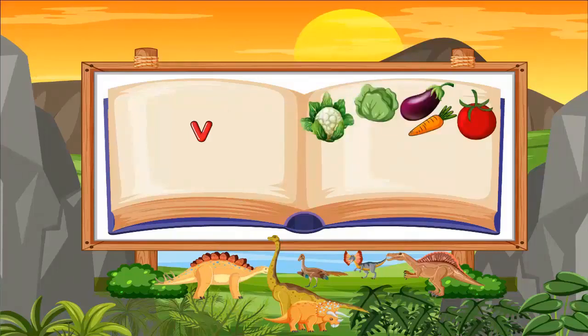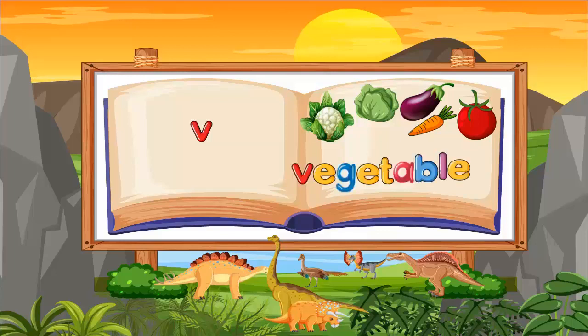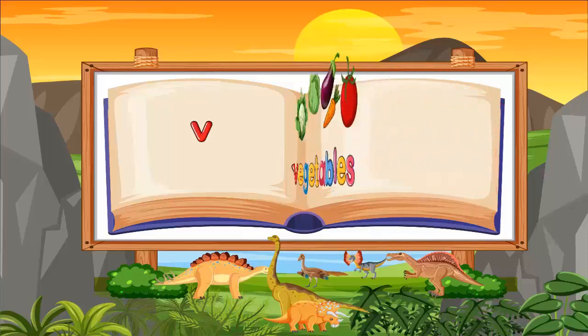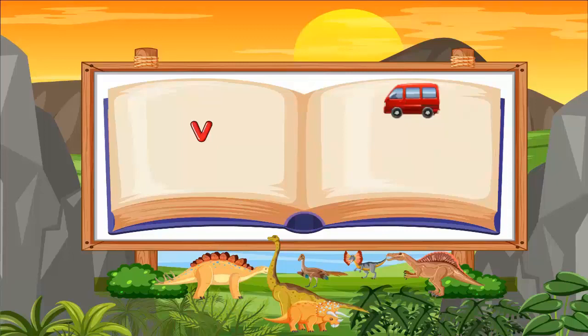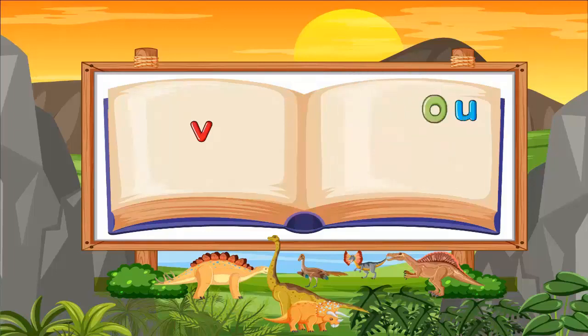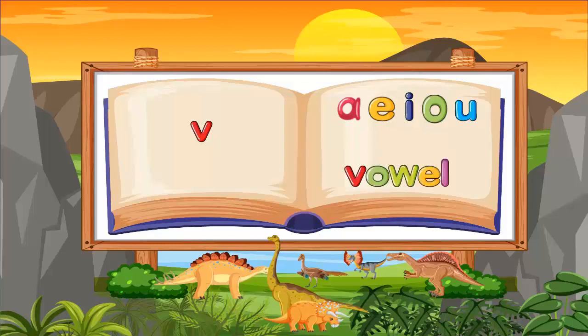V for vegetables, V E G E T A B L E S, vegetables. V for van, V A N, van. V for vest, V E S T, vest. V for vowels, V O W E L S, vowels.